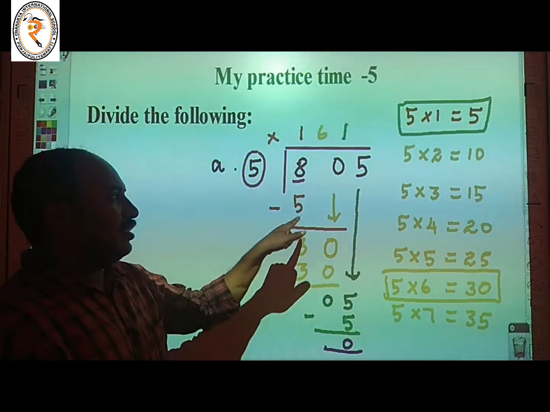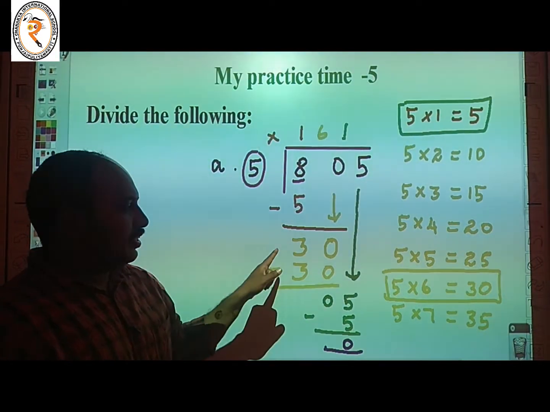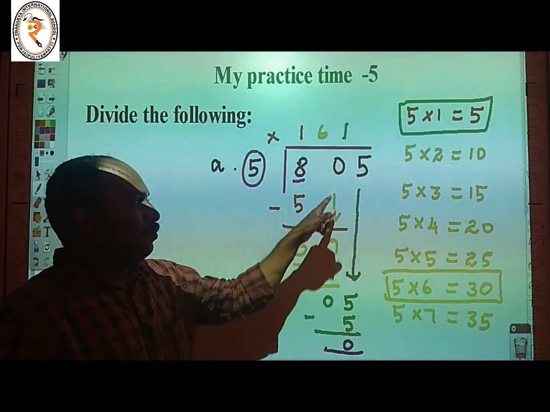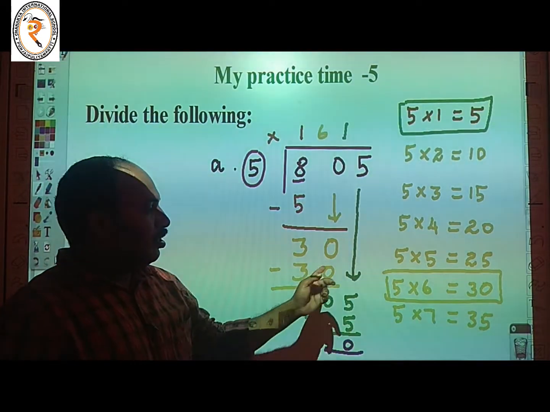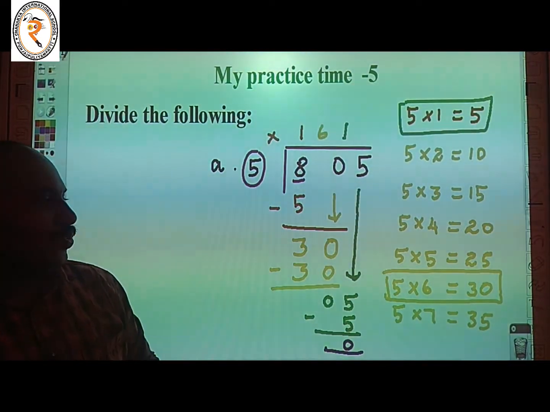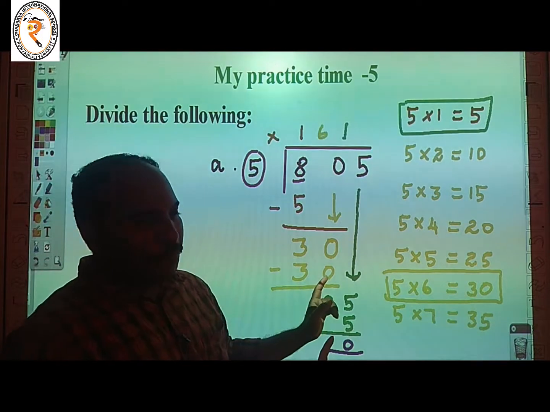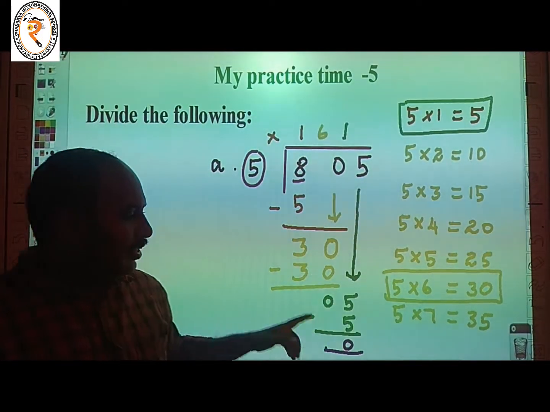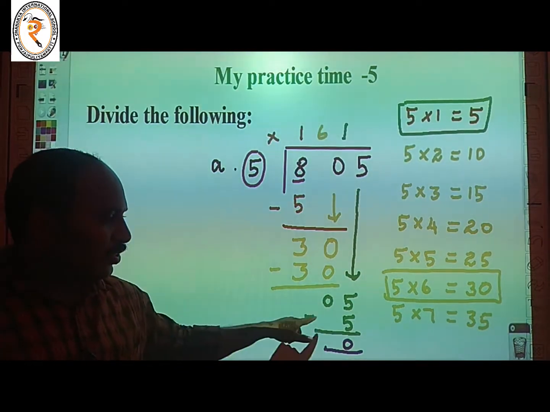Next you want to subtract: 8 minus 5 is equal to 3. 3 does not divide by 5, so bring down the number 0. Now we get a new dividend, 30. 6 times 5 is 30. 30 minus 30 is equal to 0.